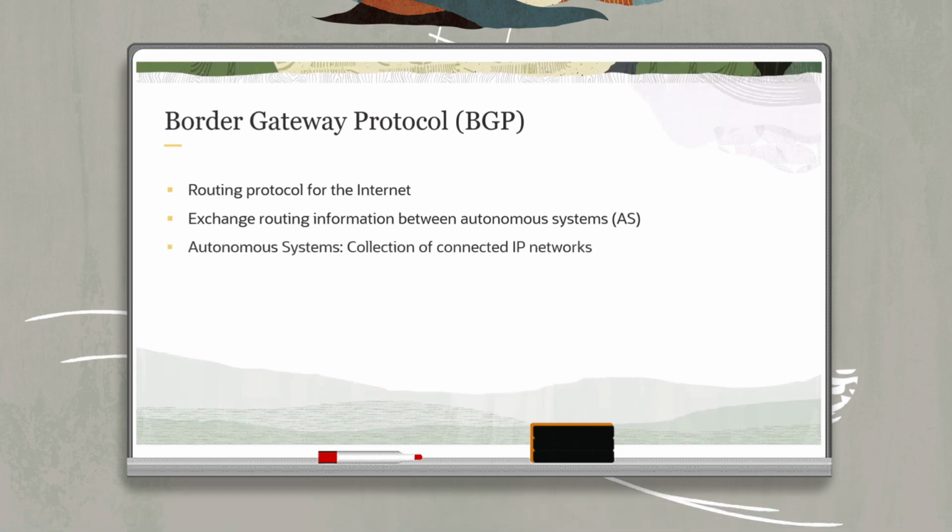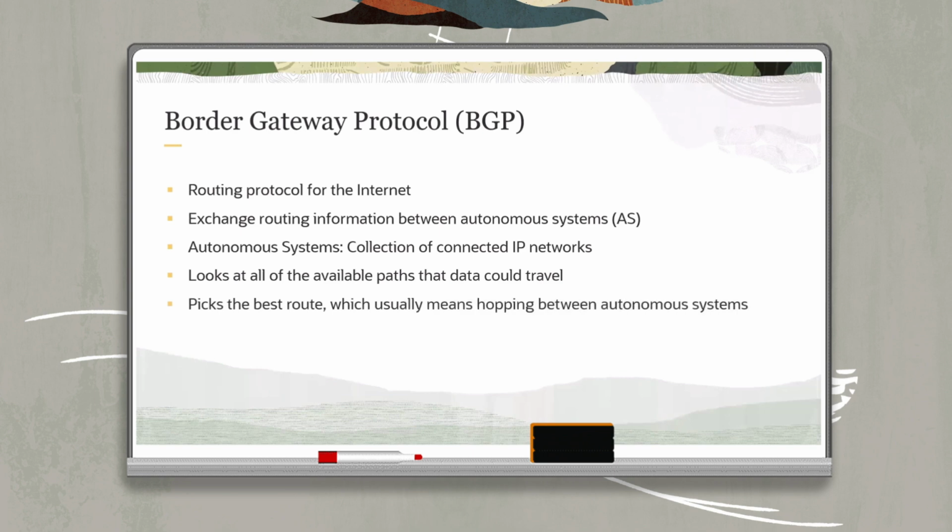And autonomous system is nothing but a collection of connected IP networks. So it's a smaller network which is under the control of a single administrative entity. So BGP is going to look at all the available paths that the data could travel, and then it is going to determine the best route. So what it typically means is if the data is traveling from source to destination, the data is going to travel through multiple networks. And BGP is going to determine the best network routes for data transmission on the internet.